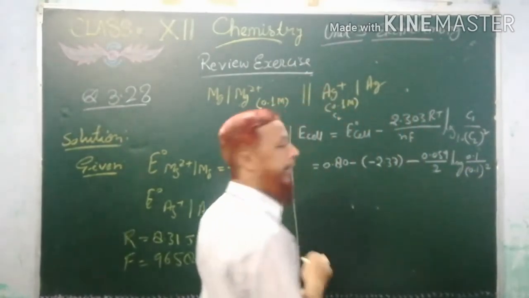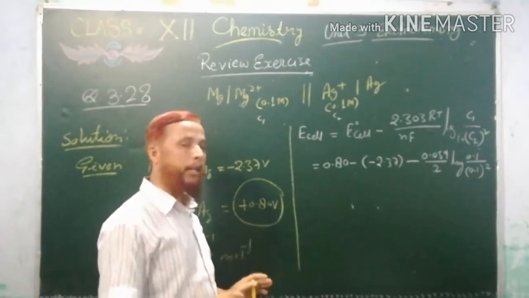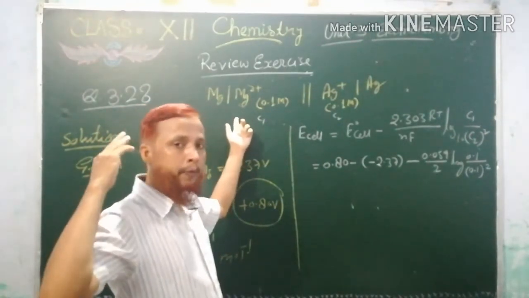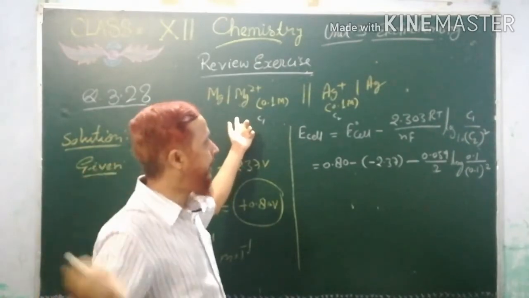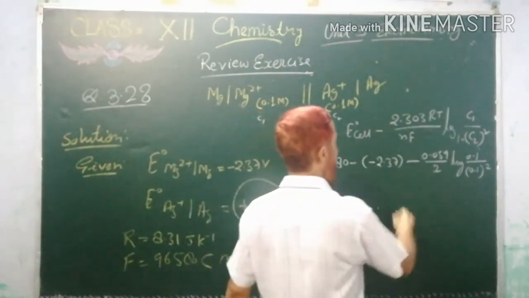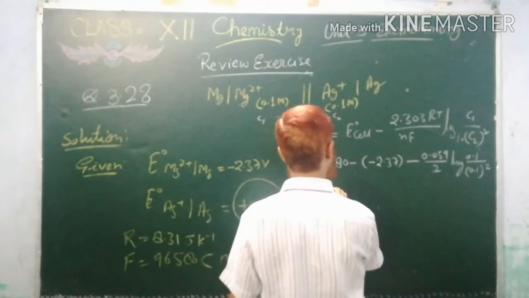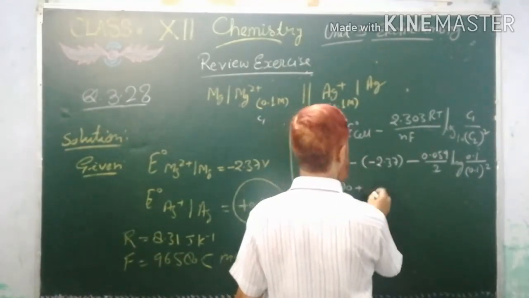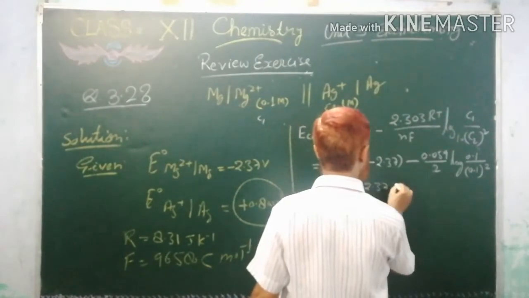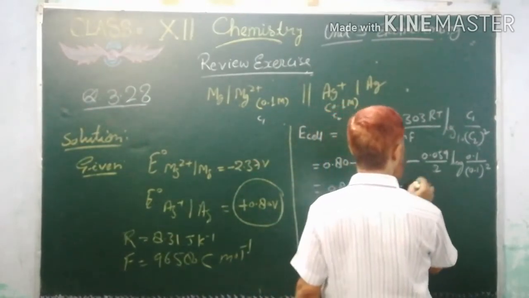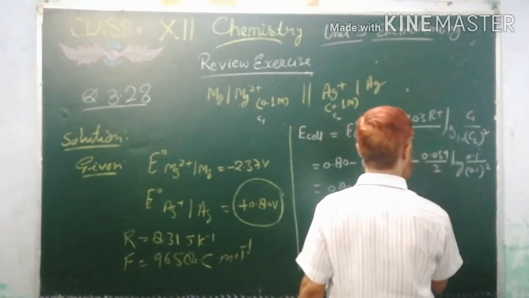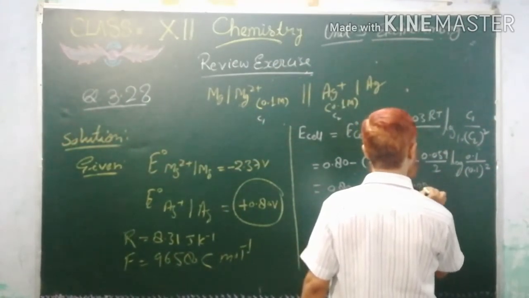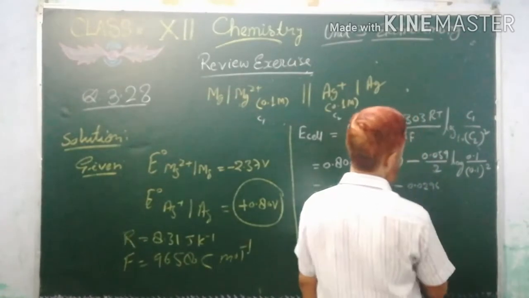Otherwise you have to write the cell reaction, and how to write the cell reaction from the cell representation, this is in my first or second video. You can again refer to that one. Then you can solve this. So 0.80 plus, this will be plus 2.37 minus 0.059 divided by 2, it will come 0.0296.